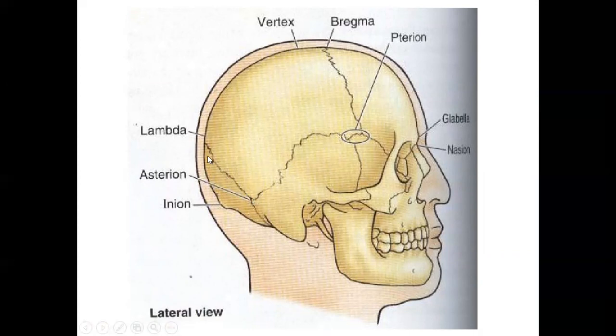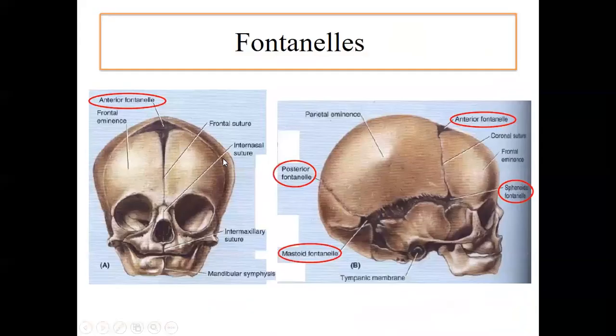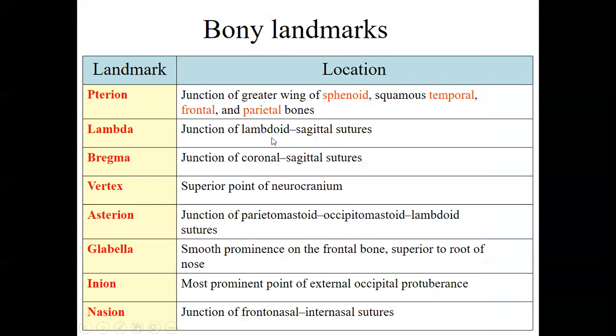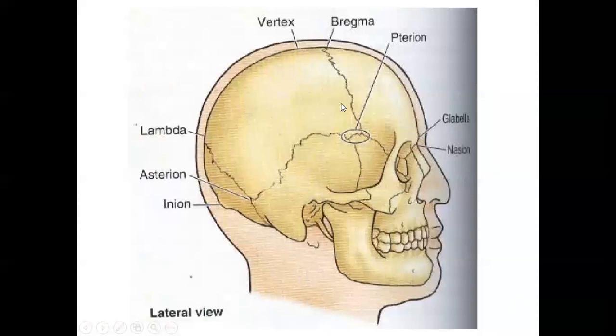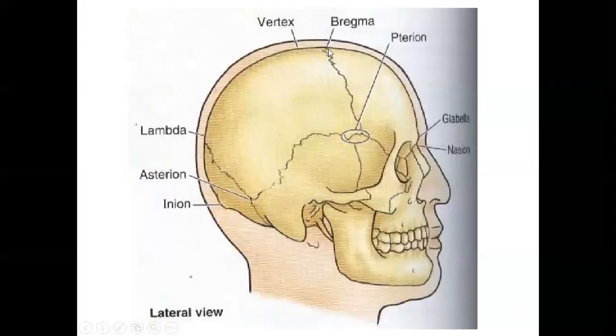So you can see here, this is a rhomboidal suture. I want to show you the other picture later. Okay. So this is the lambda. And bregma is a junction between the coronal and sagittal suture. Okay. And this is the bregma. It's a junction between the coronal suture and sagittal suture. So you can see here, this is the coronal suture.